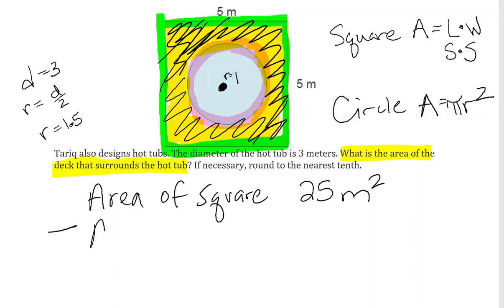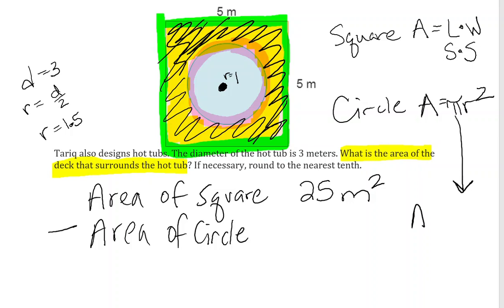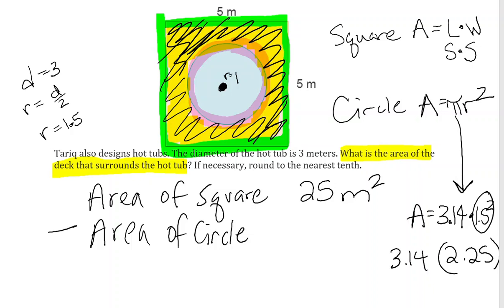So we're going to take away the area of the circle, which is pi r squared. They said to use 3.14. We can use 3.14 for pi times 1.5 squared. Be sure you do exponents first. 1.5 squared is 2.25. 2.25 times 3.14 is 7.065. So again, we're taking that out of the area of the square.